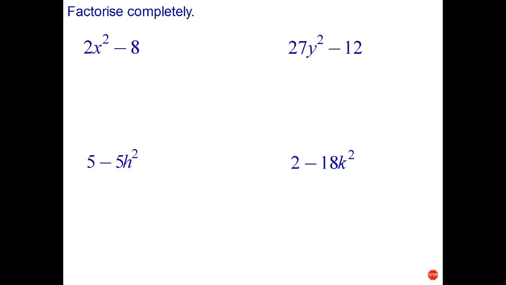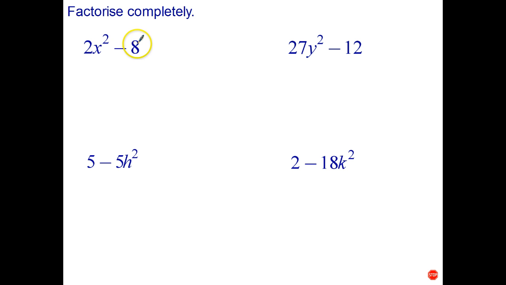Hello students. In this video we're going to use the difference of two squares to factorize these expressions. Now if you look at the first expression here, there's a bit of a problem because 2x squared isn't a perfect square and 8 isn't a perfect square. And this is going to teach you a very important lesson about factorizing, which is the first thing you always do when you're factorizing an expression is looking for a common factor.